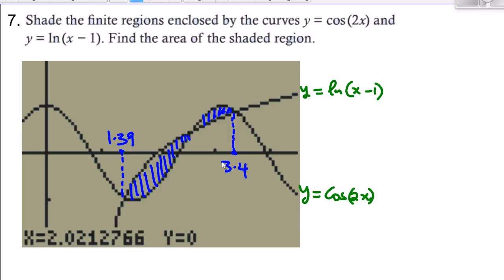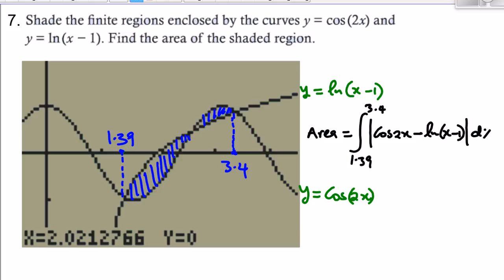So my area here will be, just fit it here. So area will be the integral from 1.39 to 3.4 of the absolute value of cos 2x minus ln x minus 1 dx. And whatever I get will be the area of the shaded part.